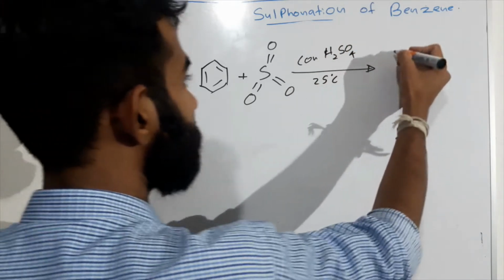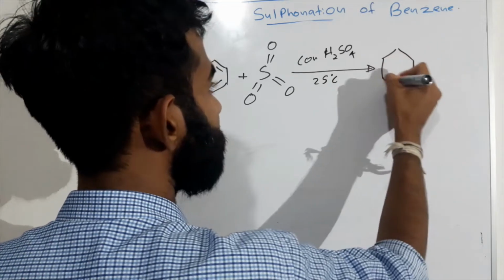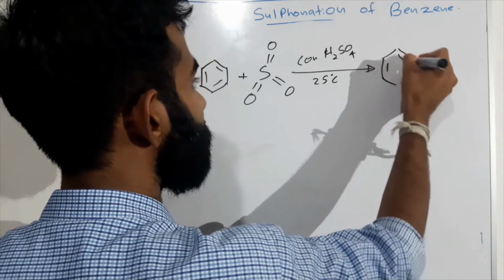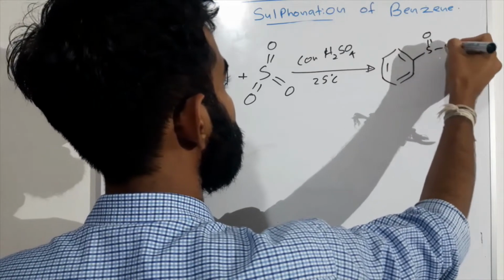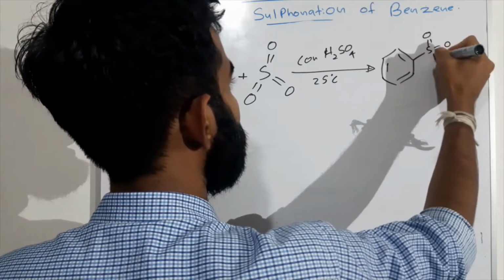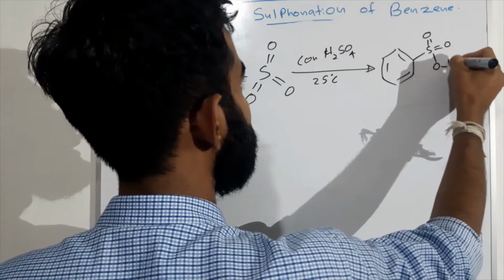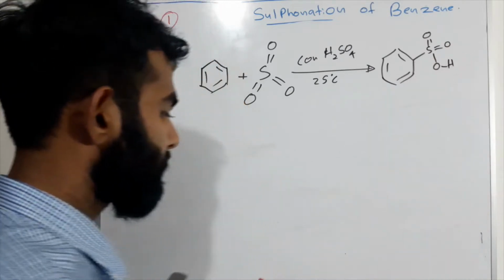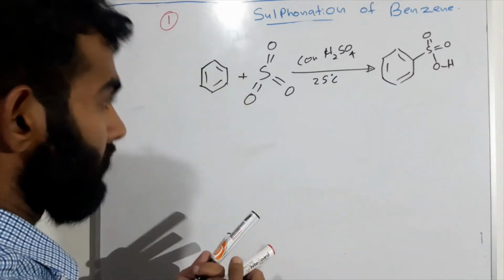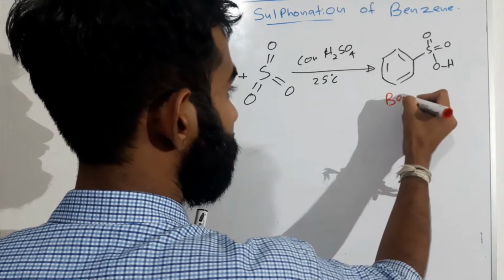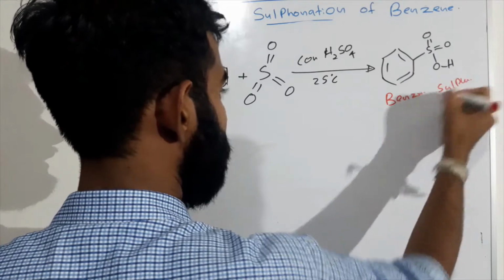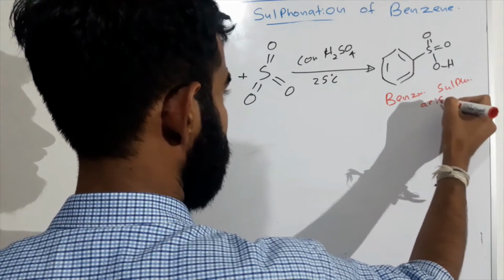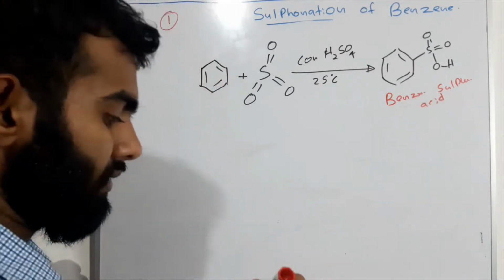So what are the products? A substitution product. You already know what will happen: substitution will happen. What is the final product? It is called benzenesulfonic acid. This is the final product.